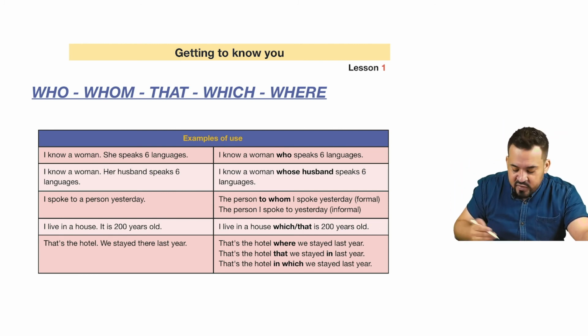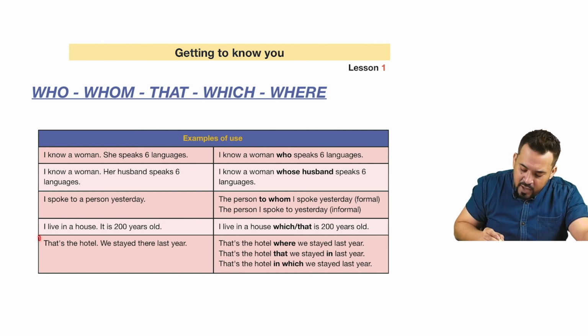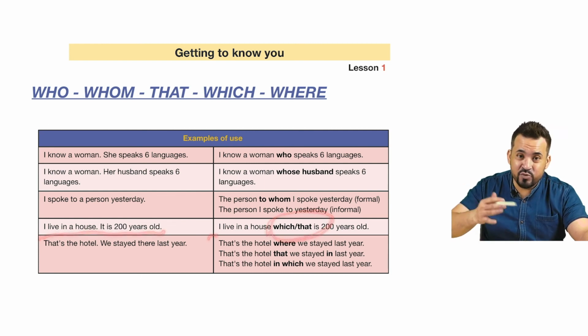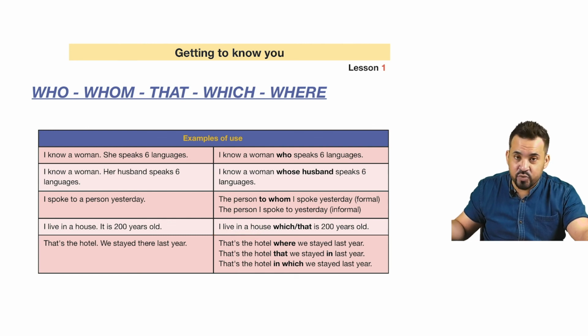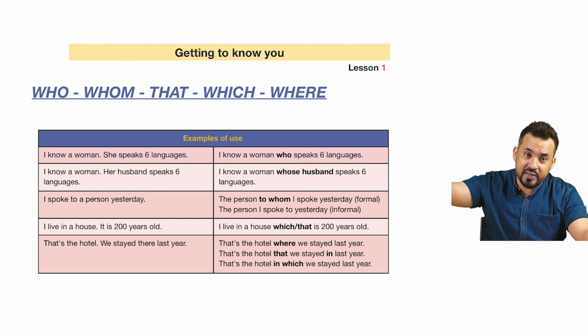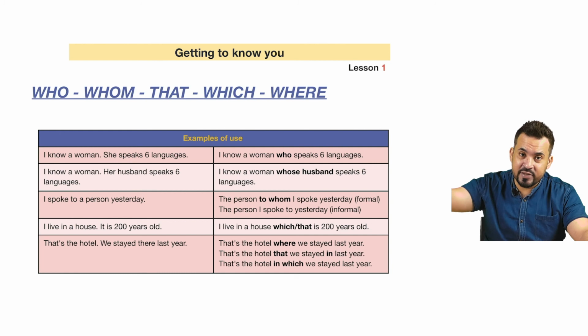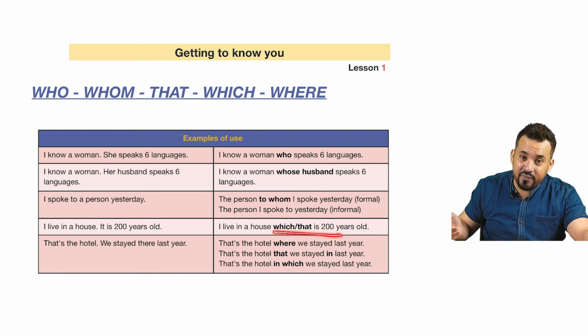So it's considered acceptable. I live in a house, it is 200 years old. Here we can use which or that, because as we say which, that can replace which. I live in a house which is 200 years old, which because it's a non-living thing, it's an object, it's a thing. Or we can say I live in a house that is 200 years old.